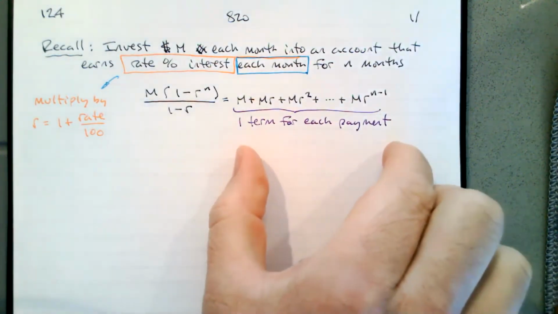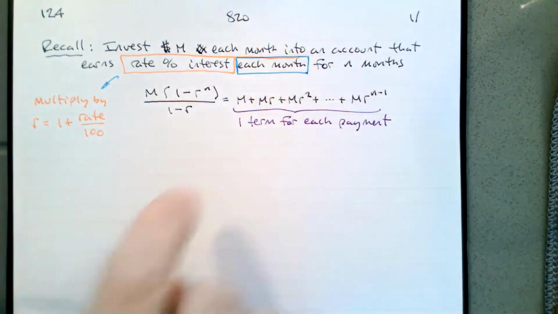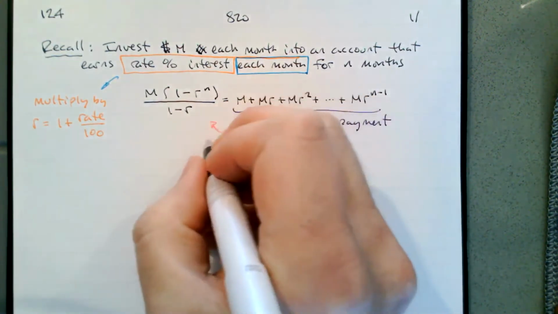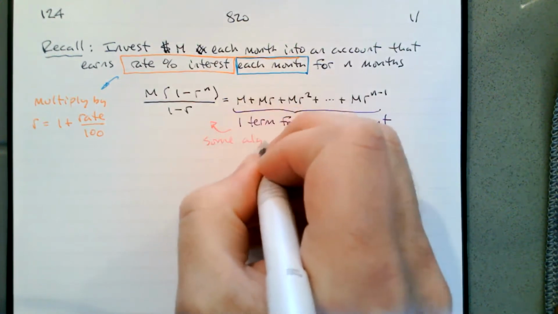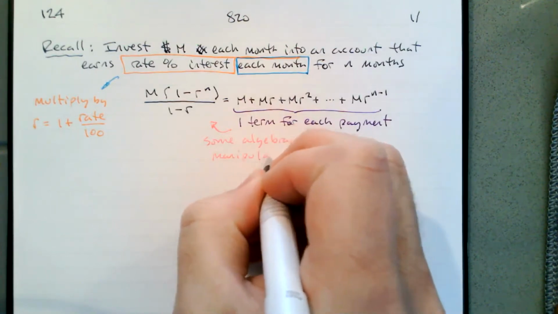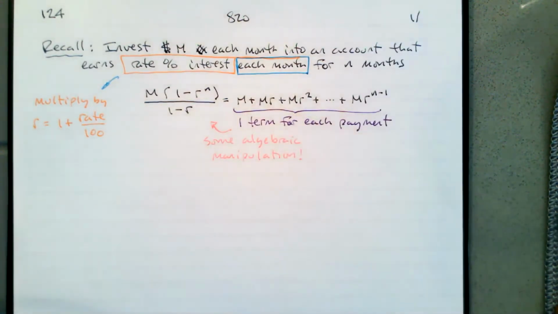So there's one term for each payment, but after some manipulation, we are able to summarize it as m times 1 minus r to the n over 1 minus r. So we did some algebraic manipulation to get this 1 minus r to the n over 1 minus r. That's the functional part of what we're looking for. So if you recall, we did some algebraic manipulation to get us to that expression.